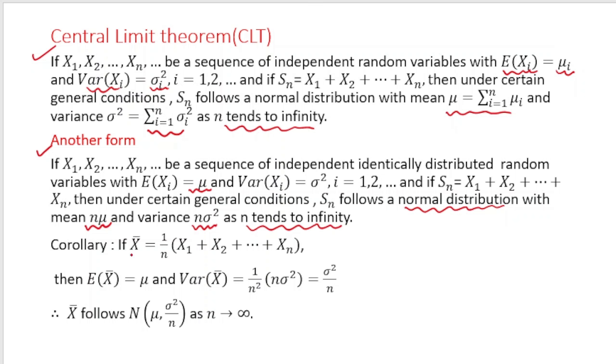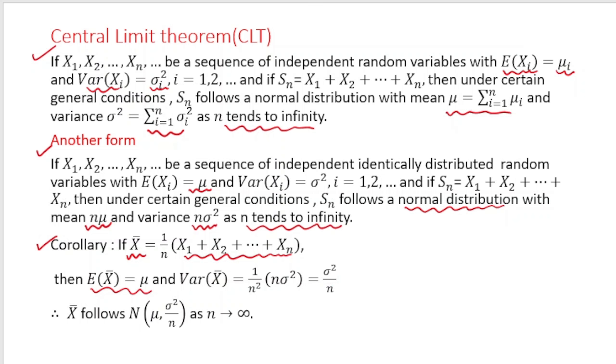So if I talk about a corollary of this, it is telling you that if you take x bar, so x bar is what? The mean, x1 plus x2 up to xn by n. Then what is the expectation of x bar? The mean of this will be mu and variance of x bar will be sigma square by n.